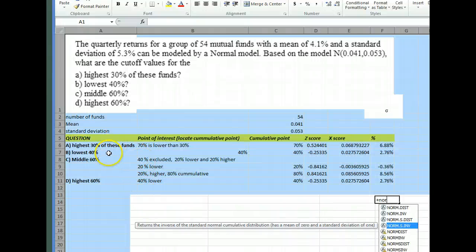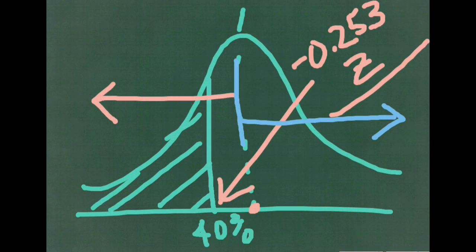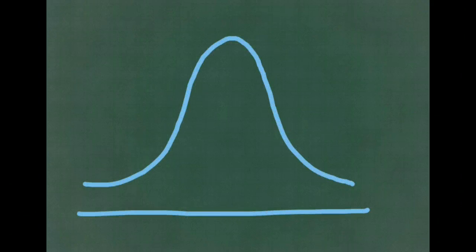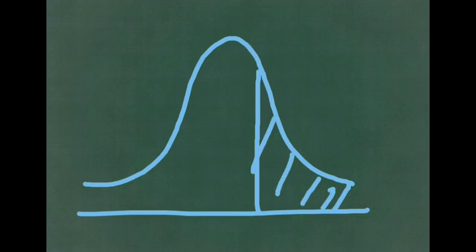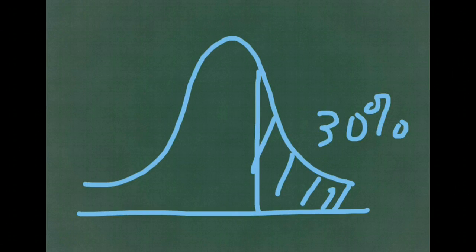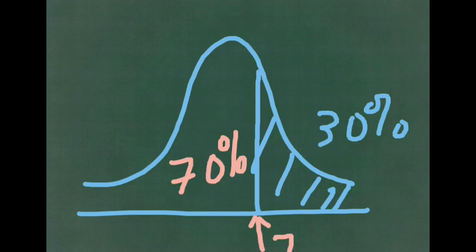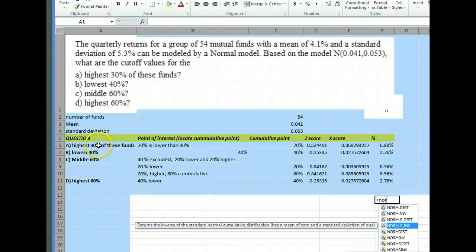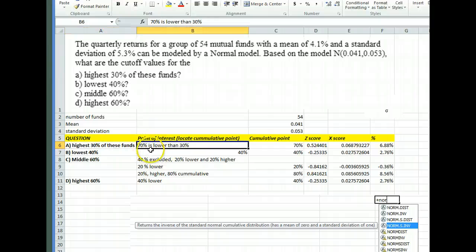The first question is asking us to find the highest 30% of the scores. To reiterate, the highest 30% is going to be in this region, where this is 30% cumulative, which means that what's left over here is going to be 70%. So the point of interest is the 70% cutoff point. Let's look at this. The 70% cutoff point means that 70% is less than the top 30.